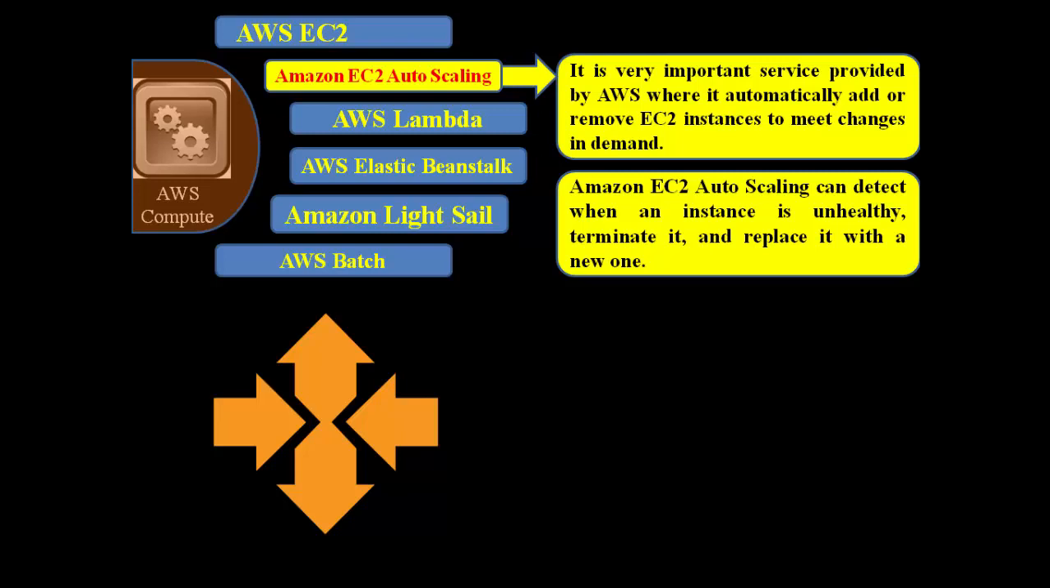Amazon EC2 Auto Scaling can detect when an instance is unhealthy, terminate it and replace it with a new one. It will automatically check our instances every time, and whenever an instance, or we can say our server, is not healthy, at that time it will automatically terminate it and replace it with a new server. This is very important to maintain our servers on the cloud.